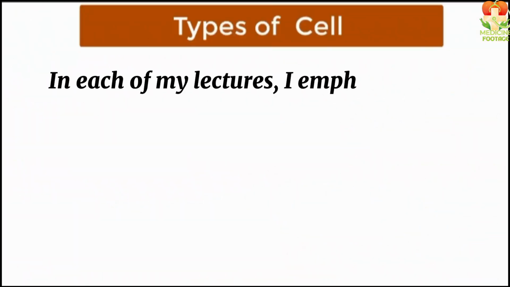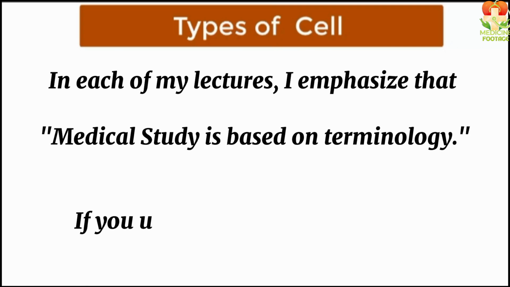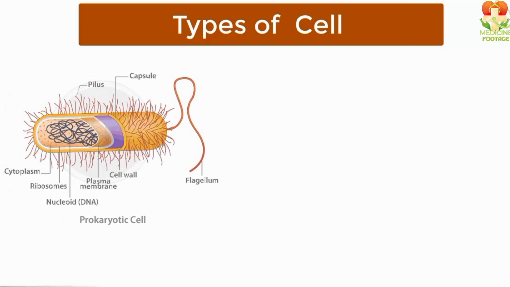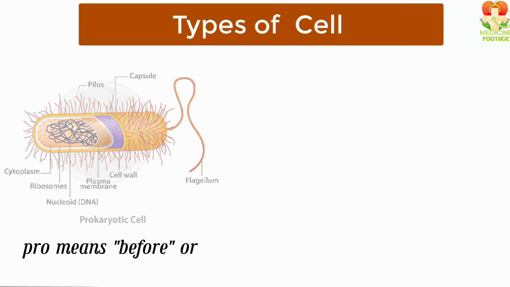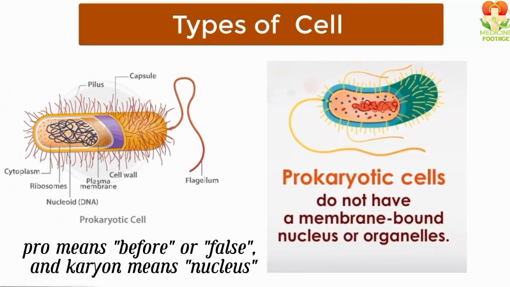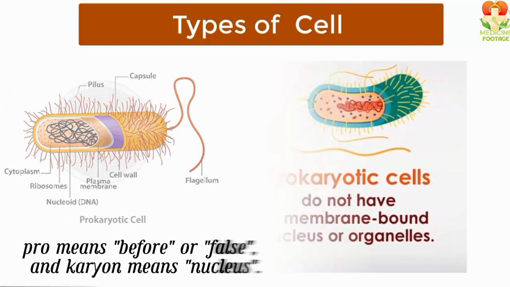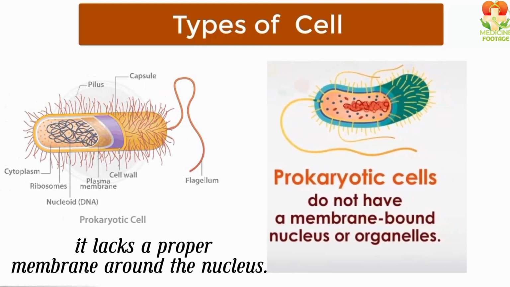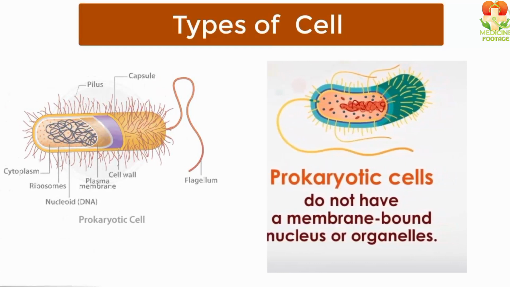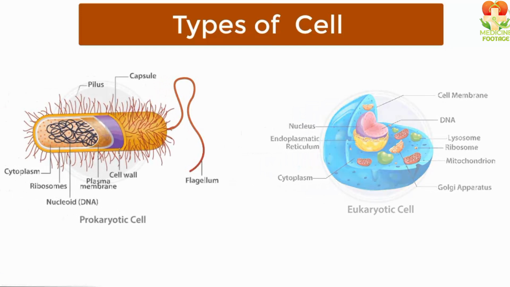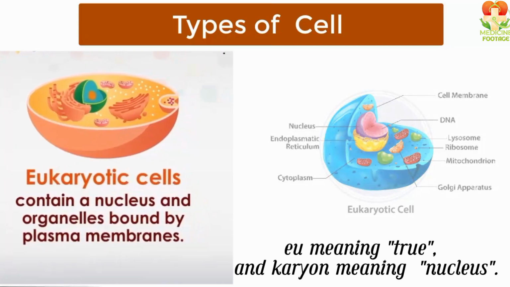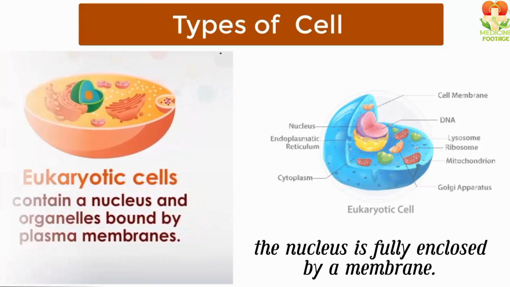In each of my lectures, I emphasize that medical study is based on terminology. If you understand the terminology, you can understand all of medical science. The term prokaryotic is made up of two parts. Pro means before or false, and karyon means nucleus. Thus, a prokaryotic cell is one with a primitive or false nucleus, meaning it lacks a proper membrane around the nucleus. Its genetic material, DNA, is scattered and not confined. On the other hand, eukaryotic is also made up of two words, eu, meaning true, and karyon, meaning nucleus. A eukaryotic cell has a true nucleus, meaning the nucleus is fully enclosed by a membrane.